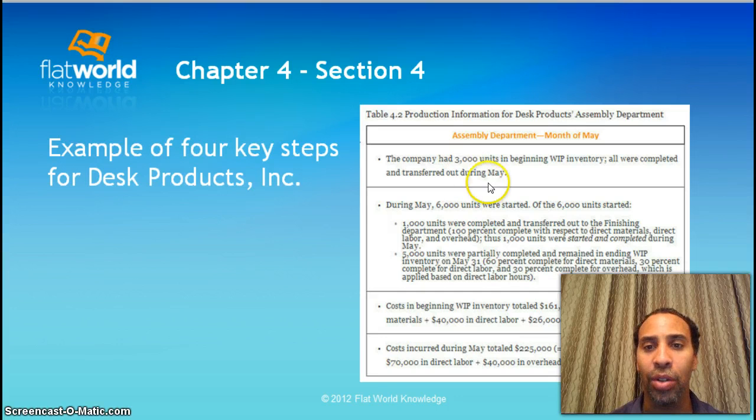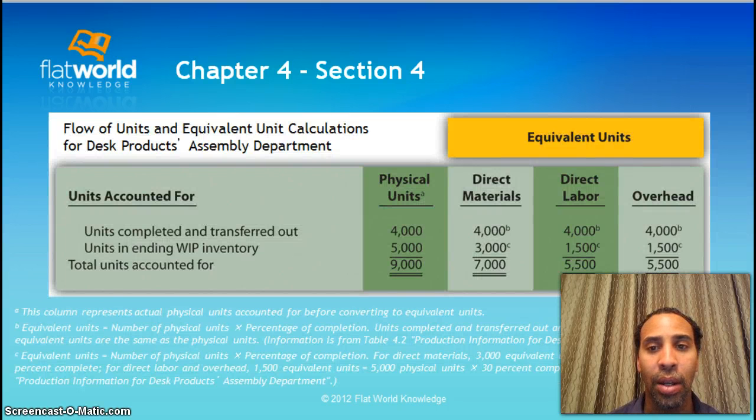multi-step process works. The company had 3,000 units in beginning work in process inventory, and then during May, 6,000 units were started. 1,000 of those units were completed, so completed and transferred out to the finishing department. So we know that 4,000 units were completed and transferred out. That's how we got to this slide, where we see units completed and transferred out at 4,000, 4,000, 4,000, all across the board.